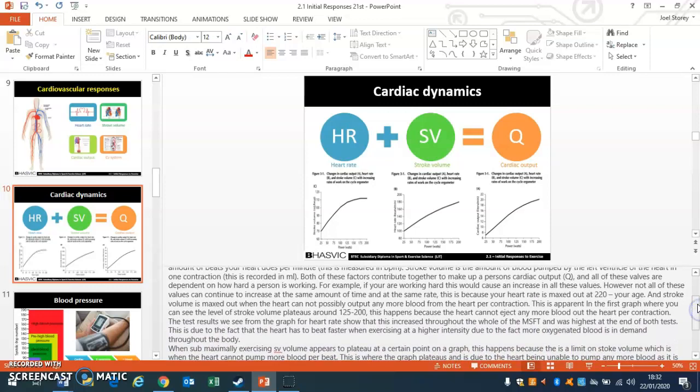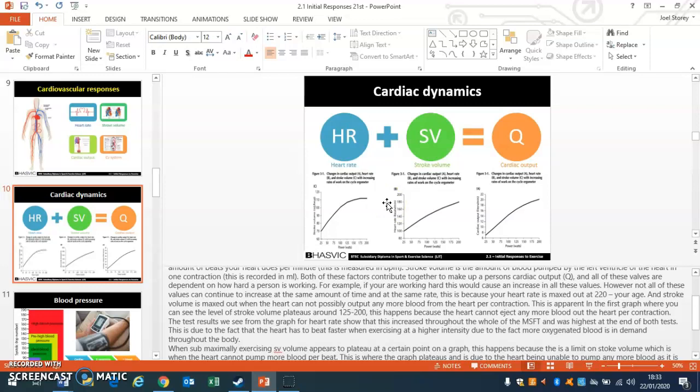For example, if you are working hard, this would cause an increase in all these values. However, not all of these values can continue to increase the same amount for the same amount of time and at the same rate. This is because your heart rate is maxed out at 220 minus your age, which is what is known as your maximum heart rate. And stroke volume is maxed out when your heart cannot possibly output any more blood per contraction. This is apparent in the first graph you can see up here, where you can see the level of stroke volume plateaus around this point here, 125 to 200, and this happens because the heart cannot eject any more blood out per contraction.